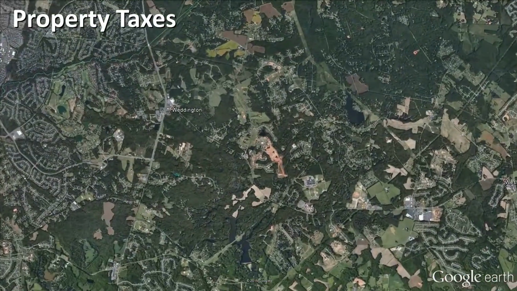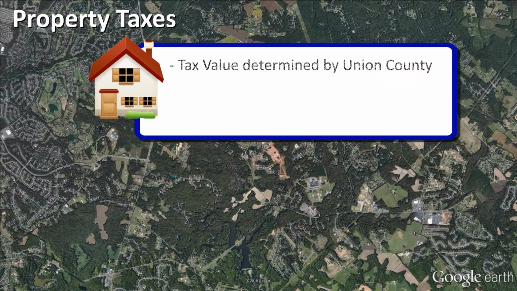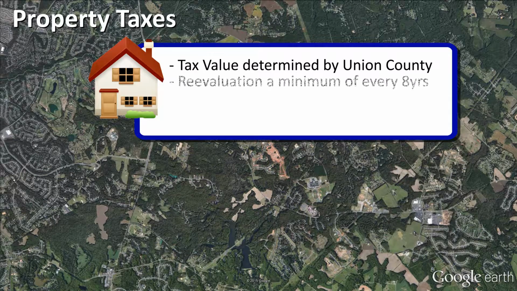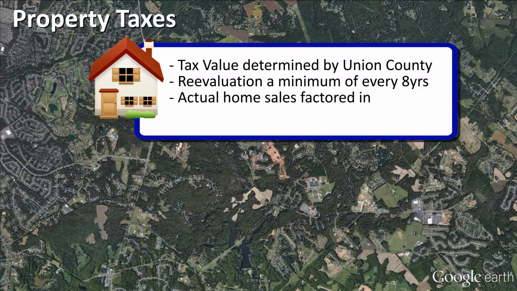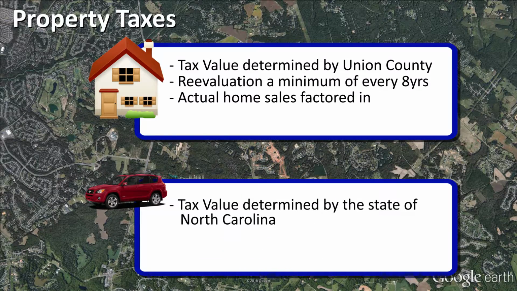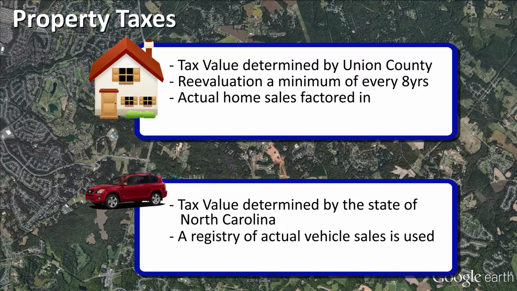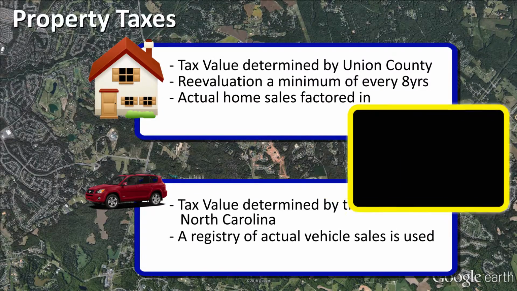To understand your property taxes, you first must know the taxable value of your property. For real property like homes and land, Union County determines the taxable value. By state law, the county must recalculate property values a minimum of every 8 years. This recalculation uses actual sales transactions as part of the assessment process. For your automobiles, the taxable value is determined by the state of North Carolina and uses a registry of actual vehicle sales as input.